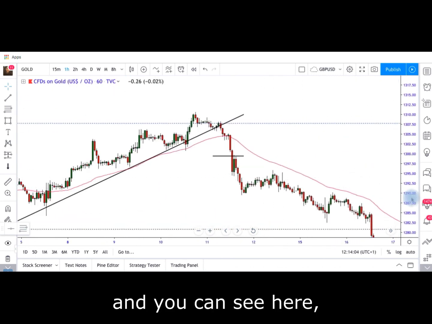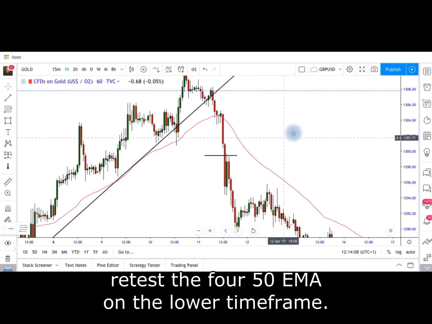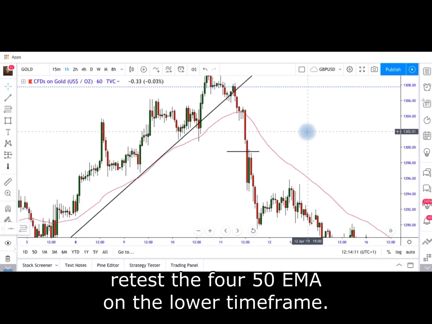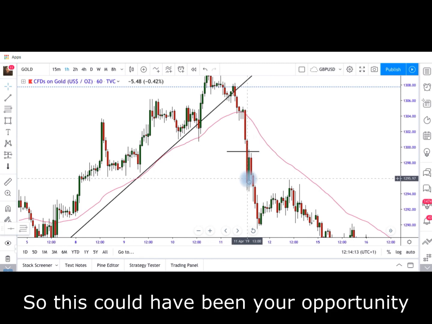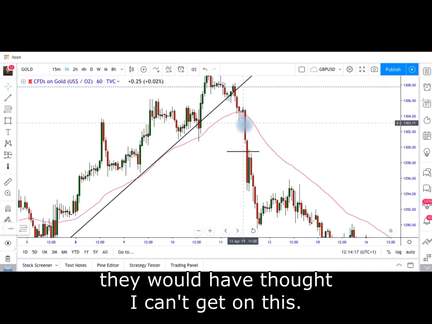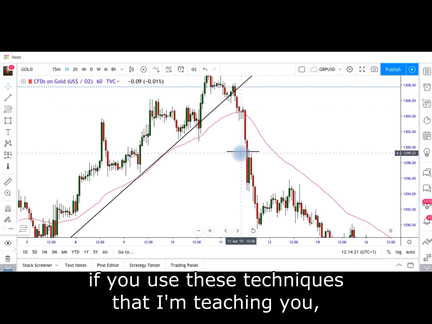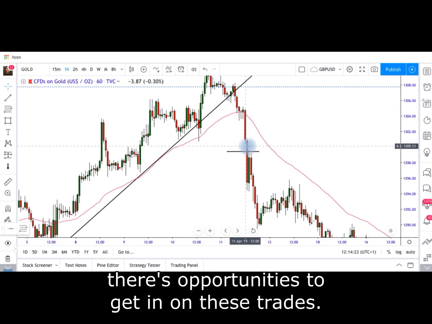You can see here that we've marked the 4 hour, and price came up and perfectly retested the 4 hour 50 EMA on the lower time frame. This could have been your opportunity to scale in on this huge sell-off. Most people, when looking at this, would have thought, I can't get in on this, it's moving too quickly. But in actual fact, if you use these techniques that I'm teaching you, there are opportunities to get in on these trades.